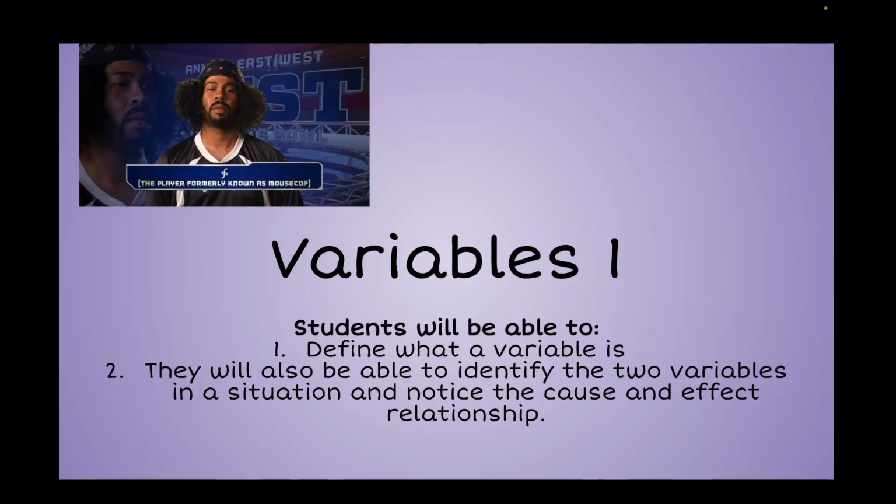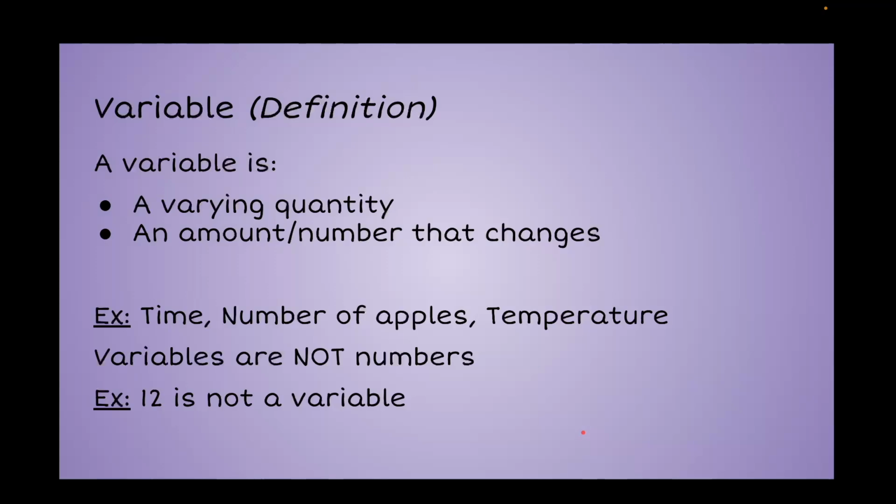By the end of the lesson today, I'm hoping you guys are able to define what a variable is, and also able to notice them in situations and notice the cause and effect relationship between the variables in that situation. First thing first, a variable is defined as a varying quantity. Another way to write that is an amount or number that changes.